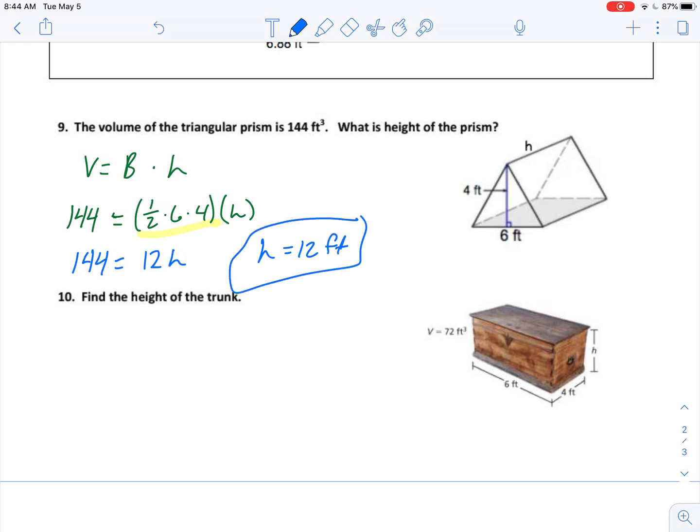So anytime you're given the volume, just plug that in. 72 equals the area of the base times the height, which is 6 times 4 is 24, so 72 equals 24 times the height, or 24h. And then if I divide by 24, h is 3 feet.